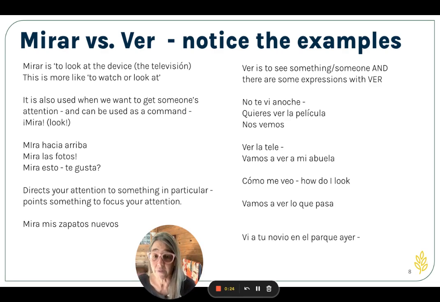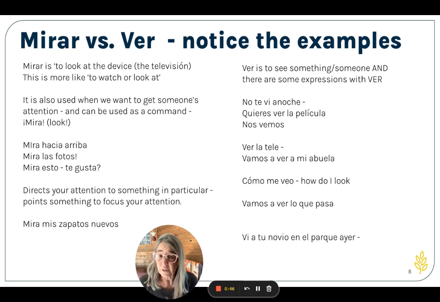Or it's used oftentimes in the word look. So as a non-native speaker, this is how I kind of figured this one out. If it's look at this thing, mira. Almost always as a command, you say, mira hacia arriba, look above or look up. Look at what's happening. Look at the hot air balloons or something, right?